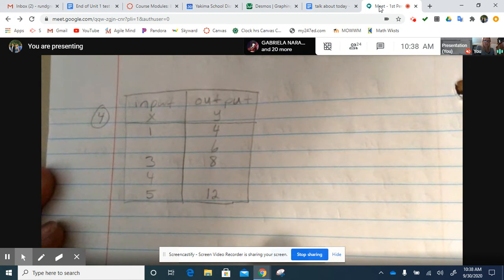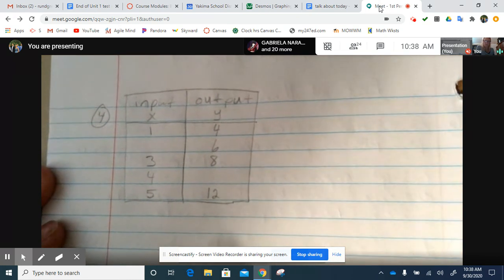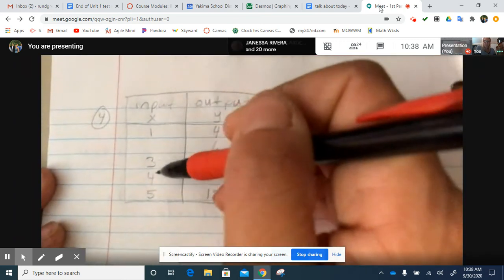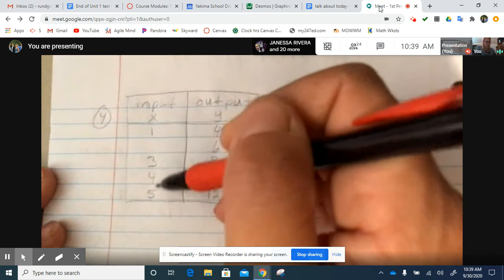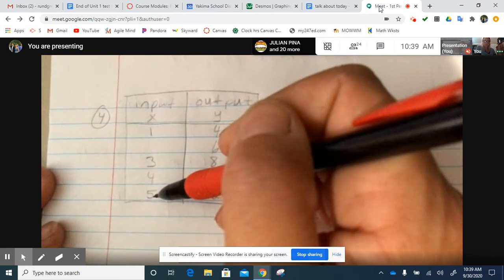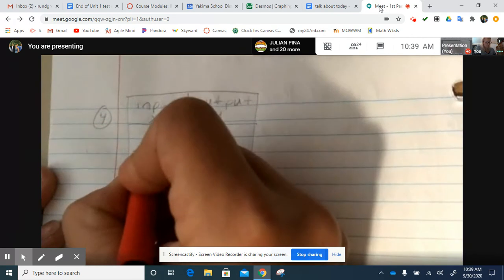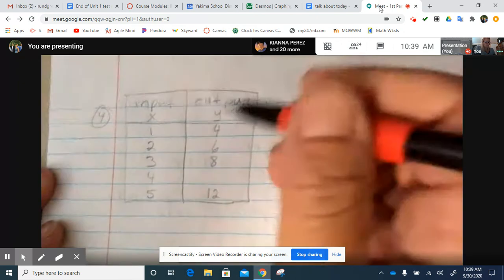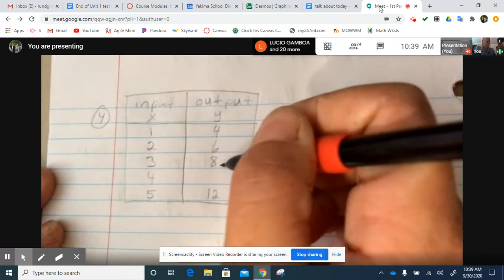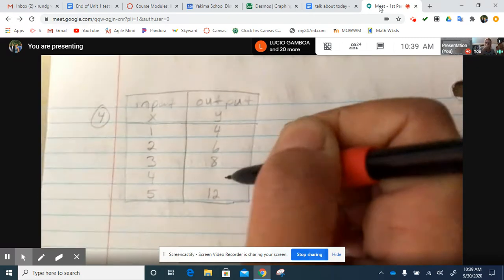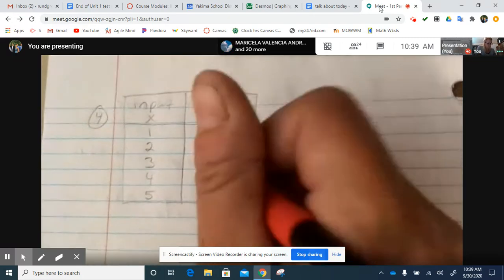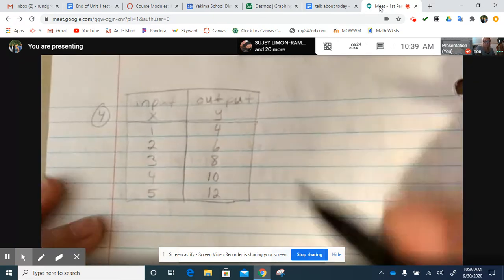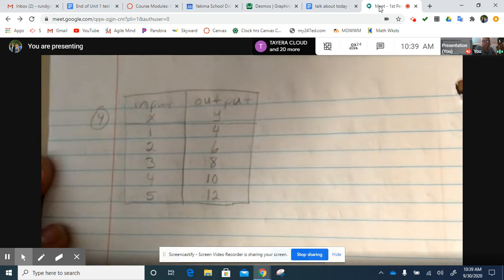Okay, so I think the first thing it asked us to do was figure out the missing numbers in the table. Well, on the input side, looks like we're just counting up by ones, right? Okay, so should be a 2. 4, 6, 8, and then jump to 12. What should go in between? 10. So it looks like we're counting by 2s over here. Okay. So that, I mean, that was easy enough.